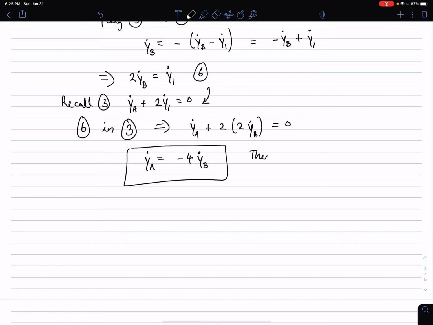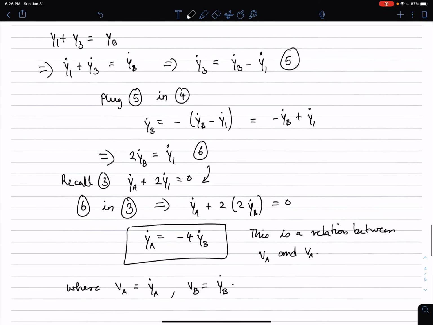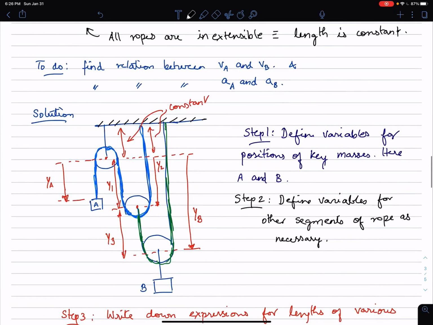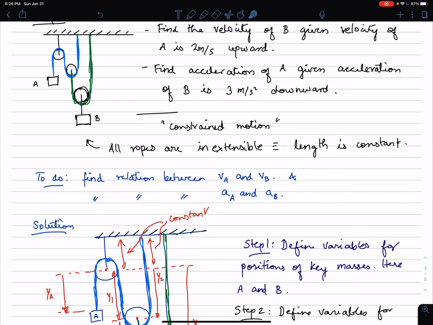This is a relationship between VA and VB, where we define VA as ya dot and VB as yb dot. Now, is VA given? So the velocity of B is asked, and the velocity of A is given to be 2 meters per second upward, okay, upward.